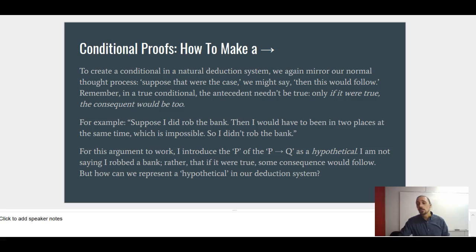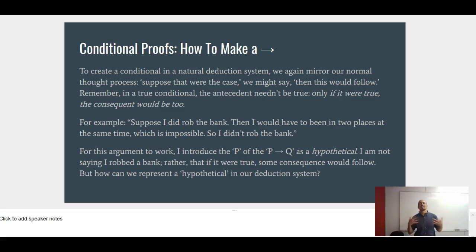So to build a conditional, I don't actually need a true antecedent. I just need to pretend as if an antecedent is true and find out what would happen if that were the case. Our natural line of reasoning works like this all the time, so all we're doing is introducing a notation system to make that clear.